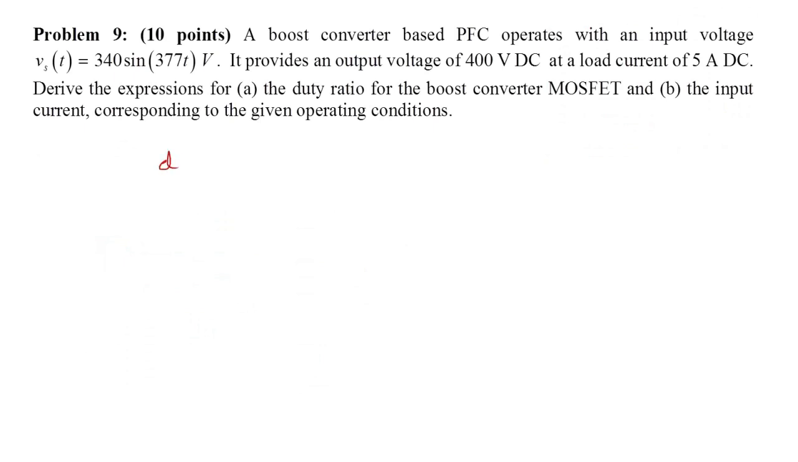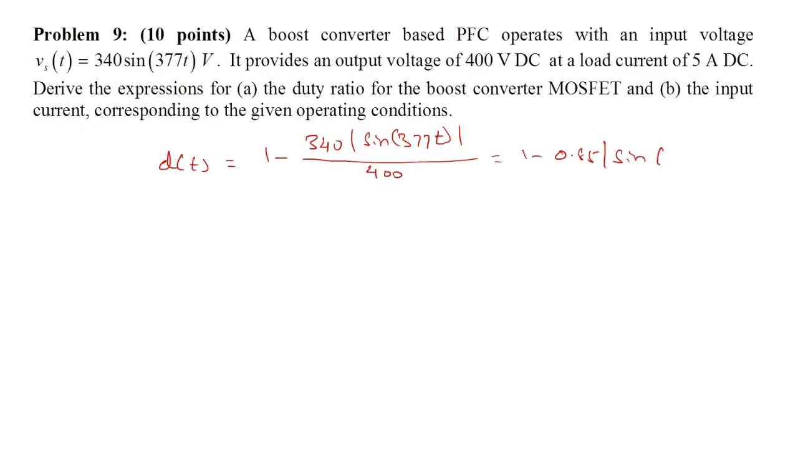The D of t for a boost is 1 minus input over the output. For us, the input is 340. Now we need to use the absolute value, because after the diode bridge, it is the absolute value anyway, divided by the output voltage, which we want to be 400. So that is the required D. You can even write this as 1 minus 0.85 times the absolute value of sine 377t.